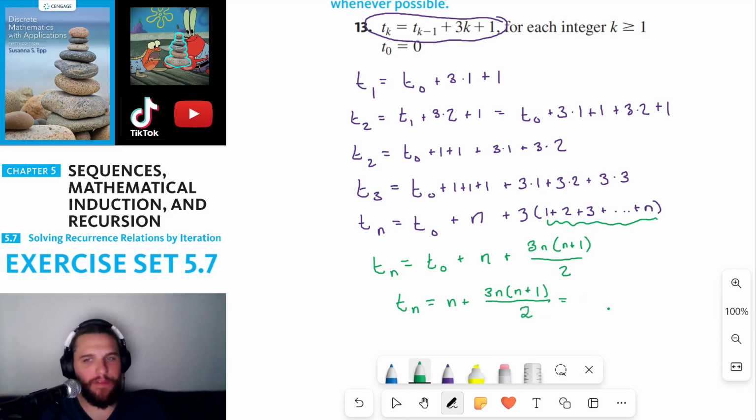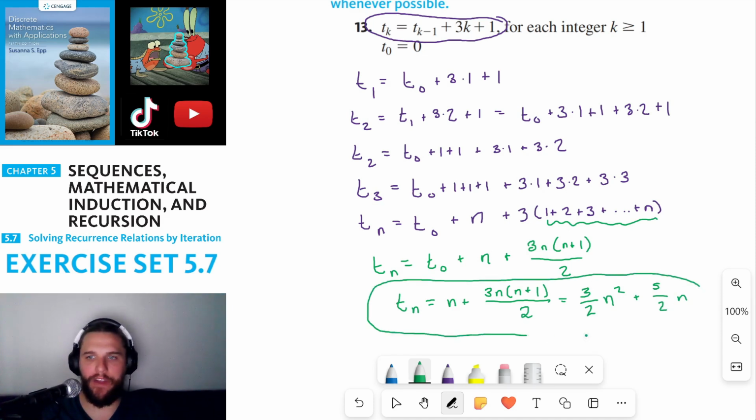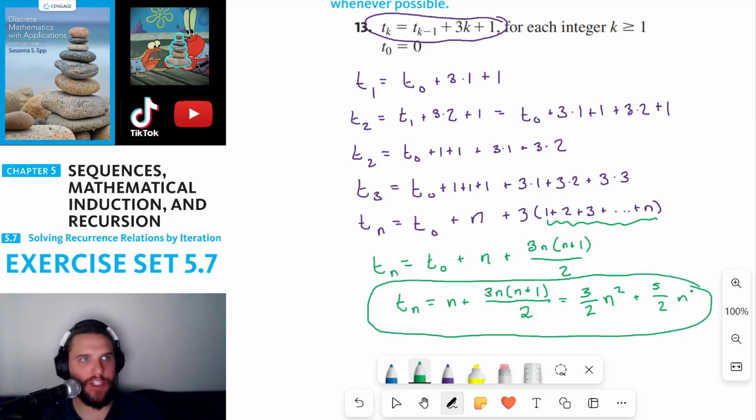And I guess we could simplify this a little bit more. This is the same thing as 3 halves n squared plus 5 halves n. But I think that either expression here is a good explicit formula for t sub n.